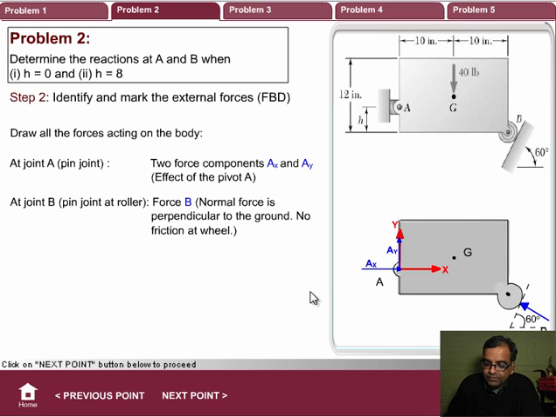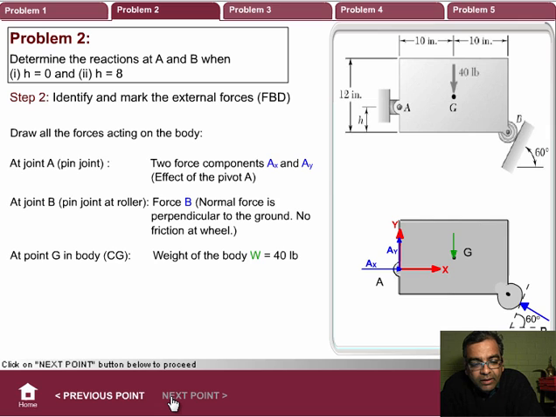Then gravity at point G, and we know that the weight is 40 pounds. That's given to us, so I've drawn that. That's drawn in green because that's known. So these two forces are unknown. The red arrows tell us what the coordinate axes are, and the blue arrows tell us what the unknown forces are. Anything else? We are done.